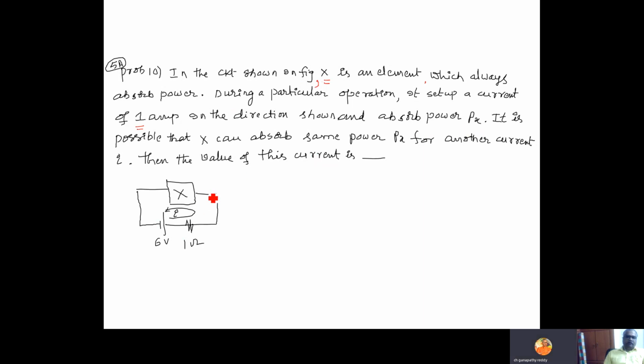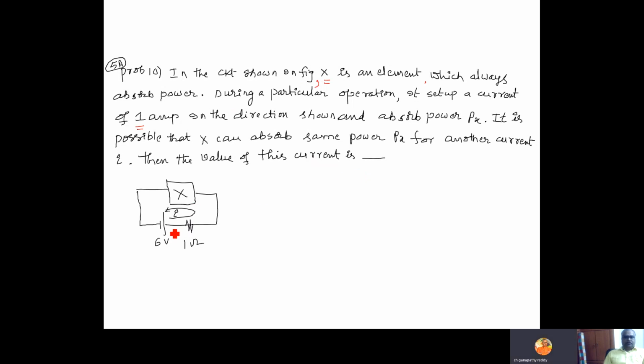How much current is flowing? 1 ampere. With a current of 1 ampere, this X element is absorbing Px. It is also possible that X can absorb the same power Px for another current I. The value of this current I is the question.